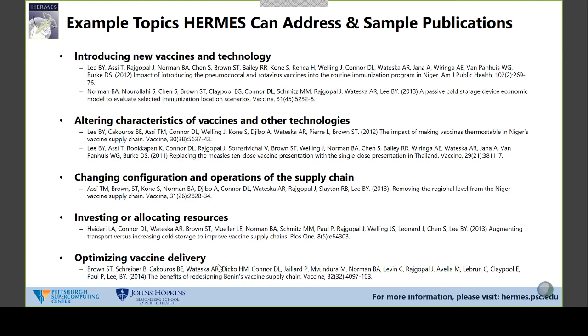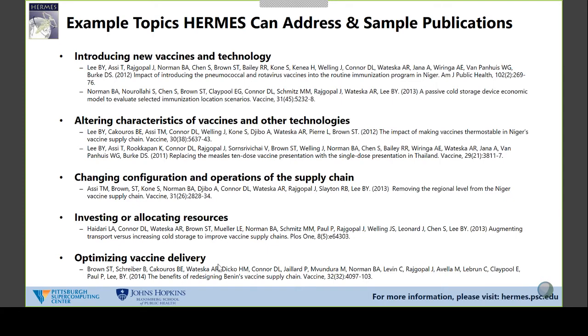Introducing new vaccines and technologies. This decade was labeled the decade of vaccines, so there was a lot of development of new vaccines such as rotavirus and pneumococcal vaccines, and they're being introduced in the countries, but the countries may not be ready for them or need help figuring out how to get ready for them, because those add lots of storage requirements and transport requirements to their supply chains, and if they haven't been updated, they may not be ready for those.